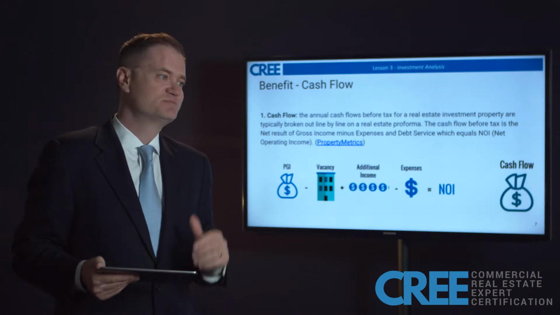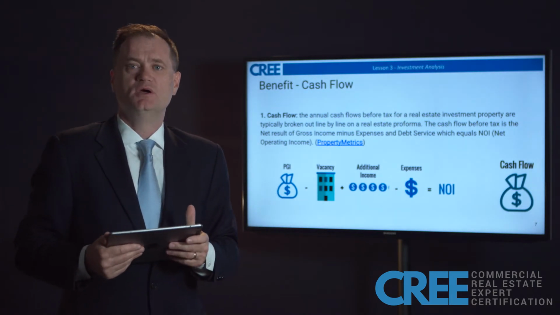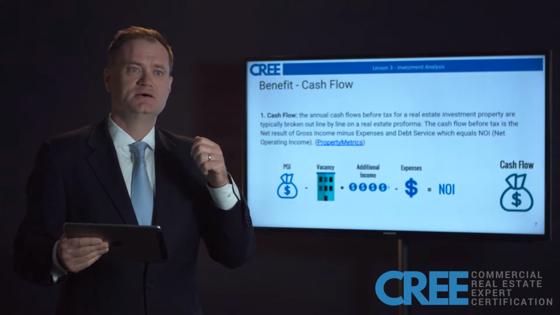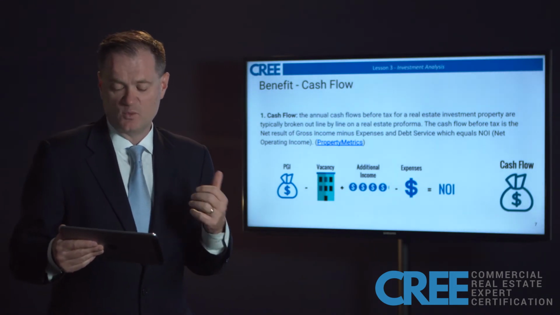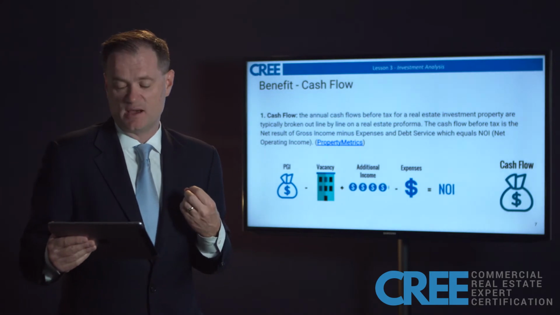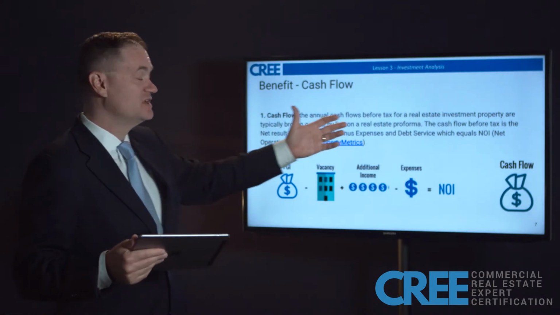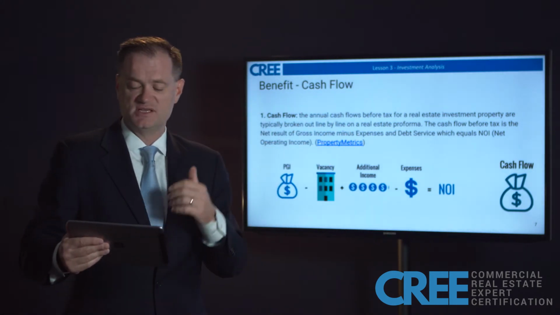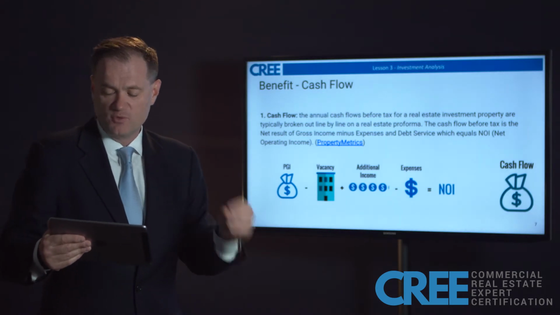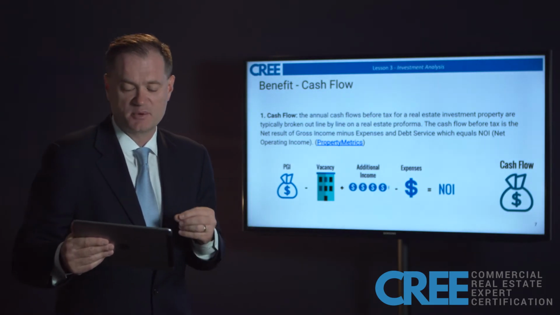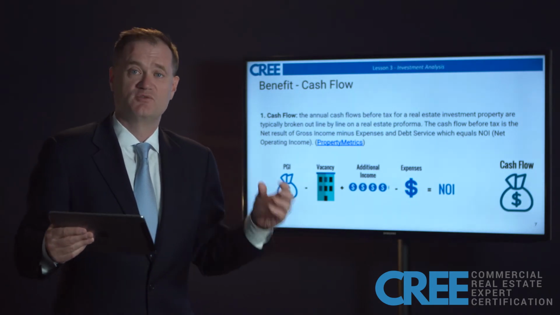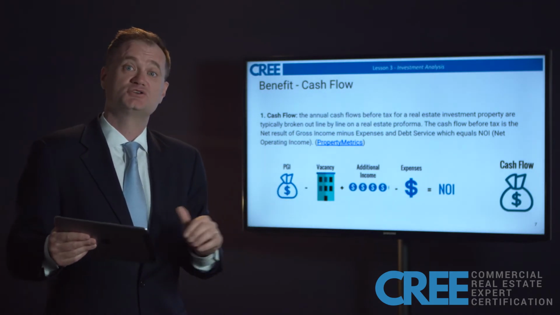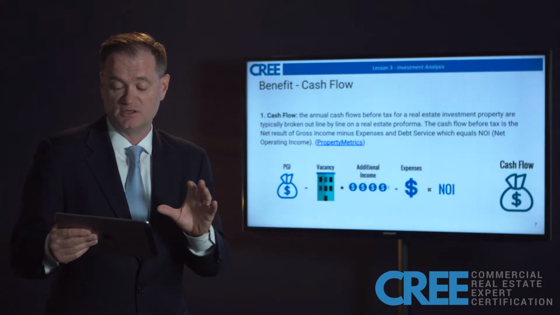Cash flow. This has got to be the number one reason. We take a dollar amount, we put down on the property, and then we enjoy those benefits that are coming in. We have a definition here of what cash flow is. The annual cash flow before tax for real estate investment properties are typically broken out line by line on the real estate pro forma. And we're going to take you to the Knox Street pro forma and show you that here in a little bit.